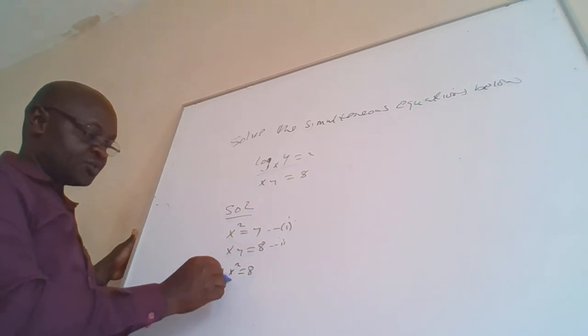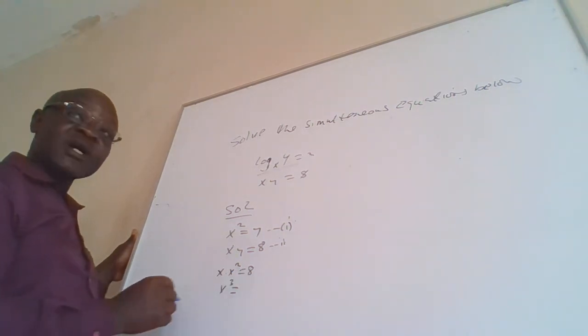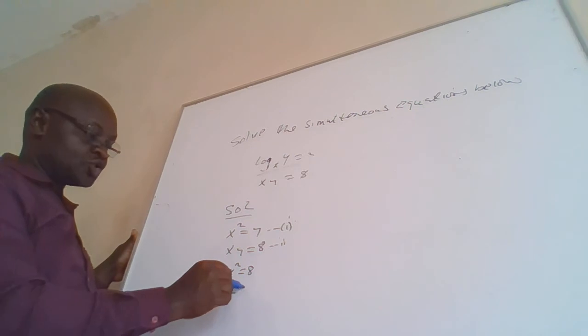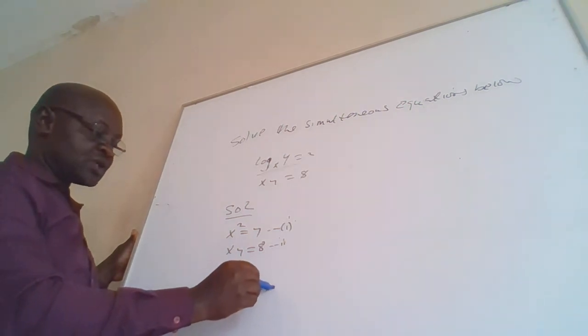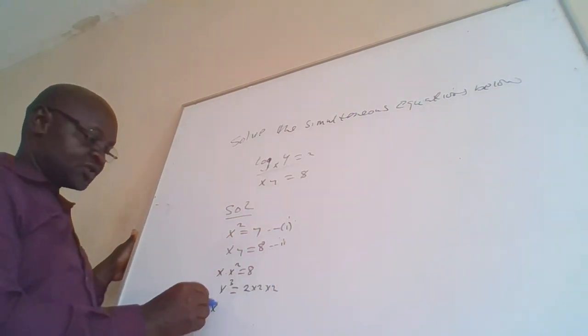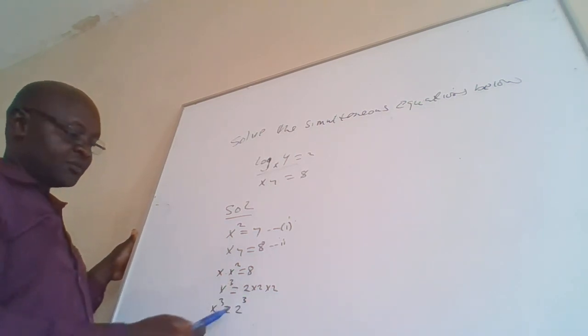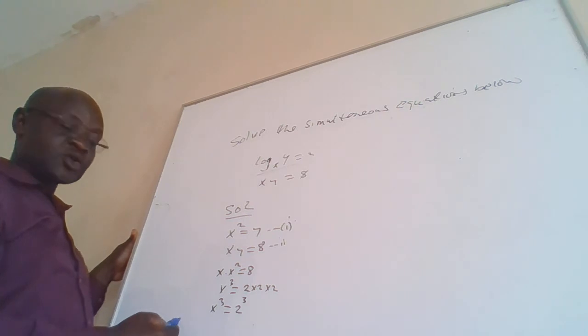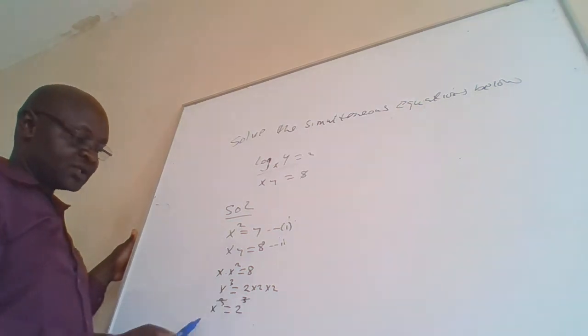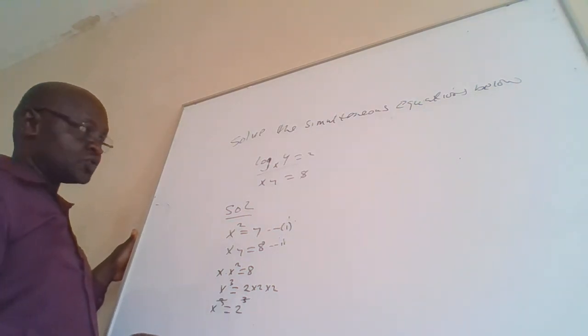So we have x cubed equals, now we write 8 using its factors. It will be 2 times 2 times 2. So we have x cubed equals 2 raised to 3. And because the powers are the same, we cancel the powers. So x equals 2.